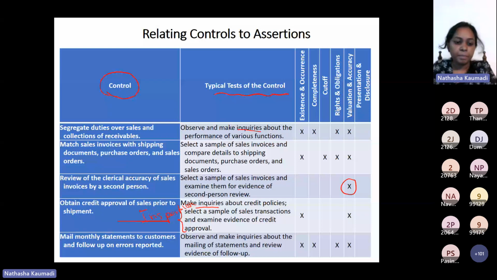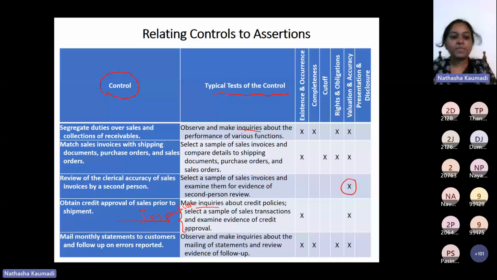And then mail monthly statements to customers and follow up on errors reported. There's a control like that. Monthly they are sending monthly statements to customers. That is their control. How are you going to check that? Observe and make inquiries about the mailings of statements. You can check the emails and review evidence of follow-up. Not just emailing, whether they have followed up as well. So these are the assertions covered.